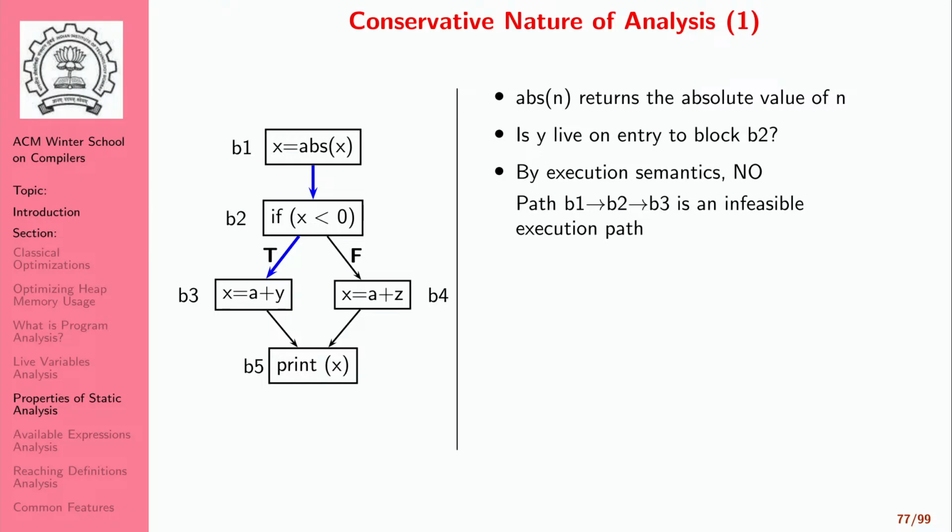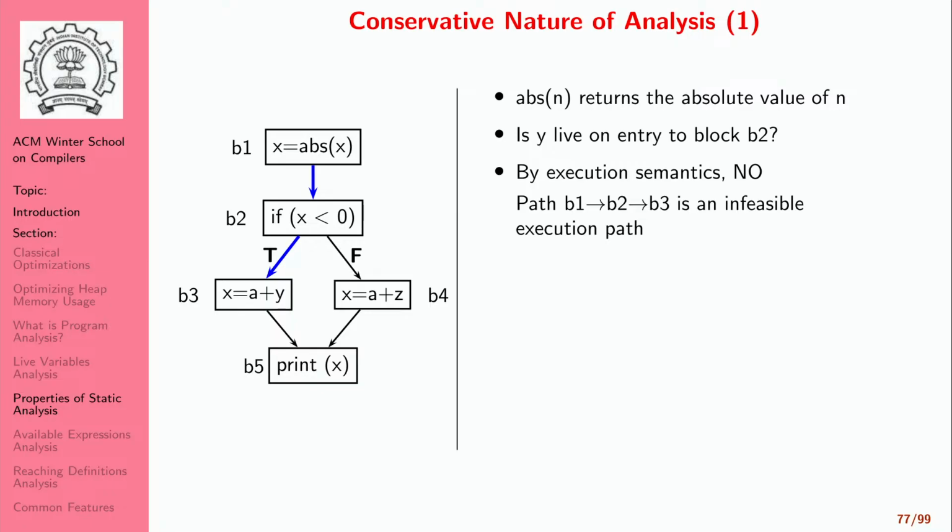That's never going to happen at runtime. It turns out that in our data flow analysis, unfortunately, we cannot characterize this very precisely. There are some analyses which try to do it. There are some analyses that tell you what the infeasible paths are.